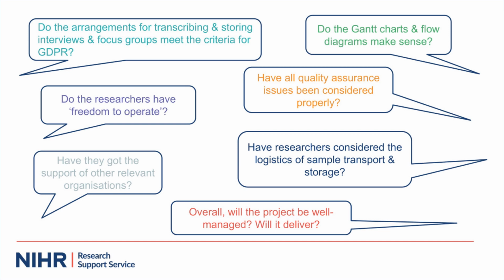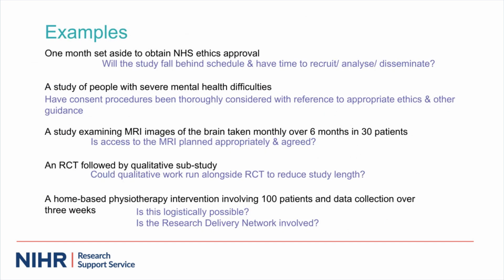Thinking again of the success criterion. Some examples: so 1 month set aside to obtain NHS approvals, ethics approvals. A question might be, will the study fall behind schedule immediately, and have time to actually do the recruitment, analysis and dissemination? A study of people with severe mental health difficulties, have consent procedures been thoroughly considered with reference to appropriate ethics and other guidance? A study examining MRI images of the brain taken monthly over 6 months in 30 patients. Is access to the MRI planned appropriately and agreed?